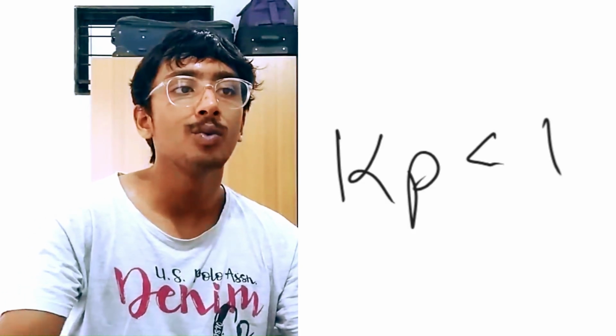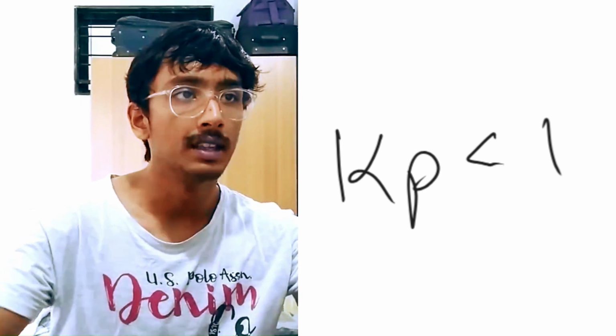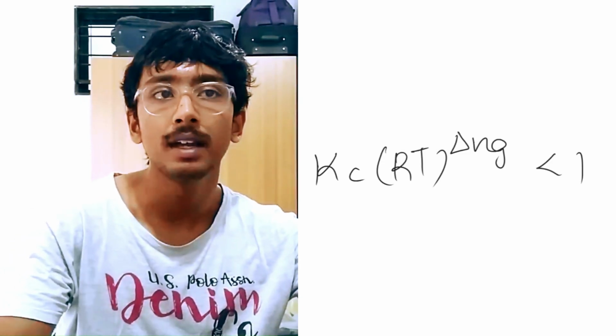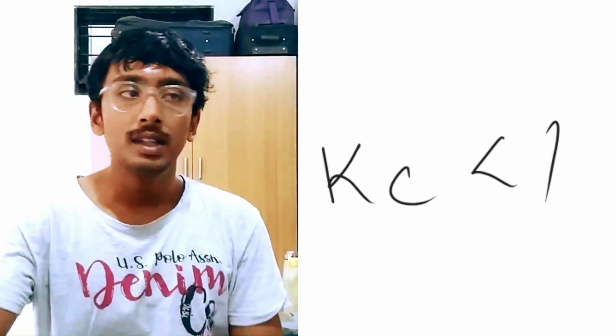So for this case, your Kp has to be lesser than 1, right? That means Kc raised to this has to be lesser than 1. This is of course a positive term. Your Kc then has to be lesser than 1. So this means D is true.